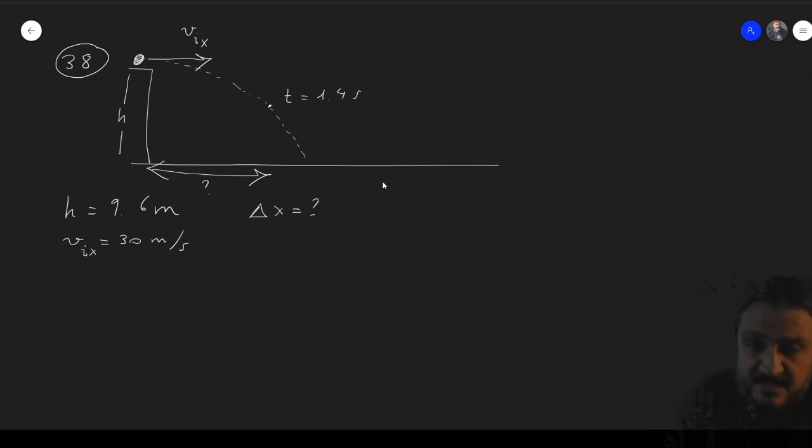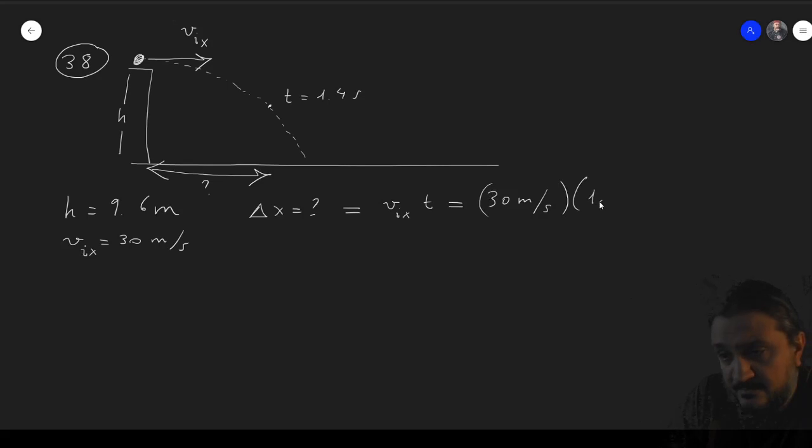Delta x. And remember, there's only one formula that gives us delta x, that is v initial x times t, right? That is 30 meters per second times 1.4 seconds. 42 meters.